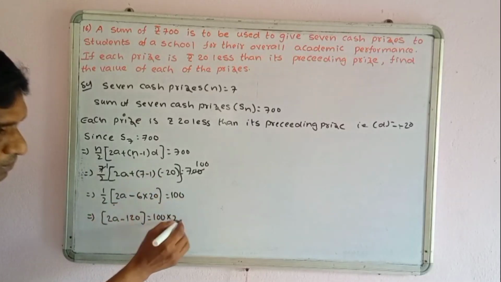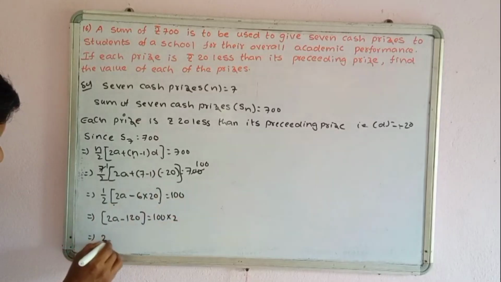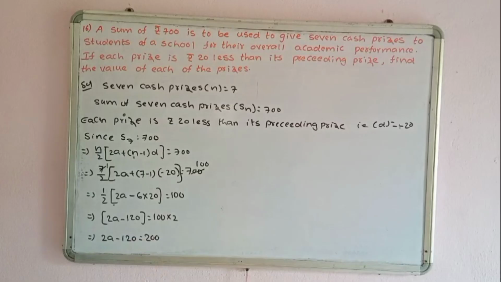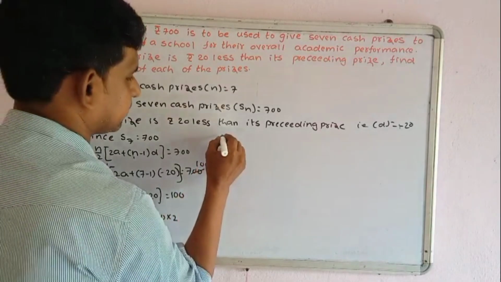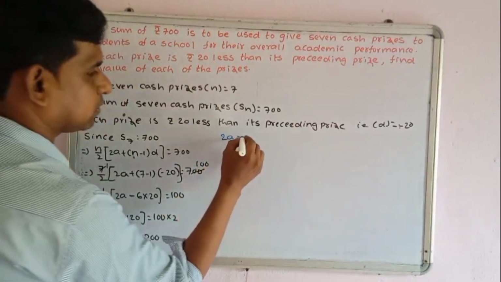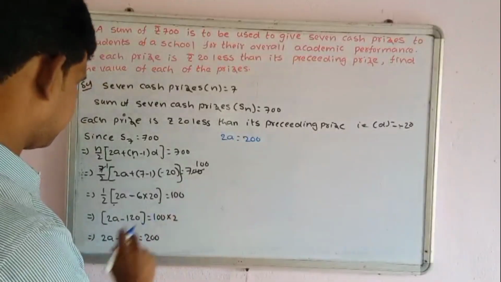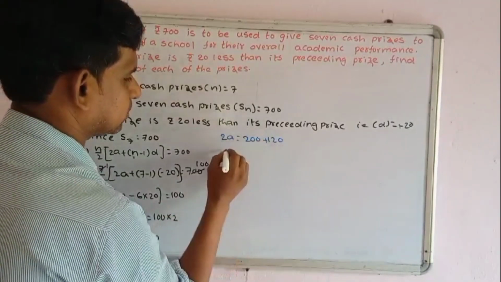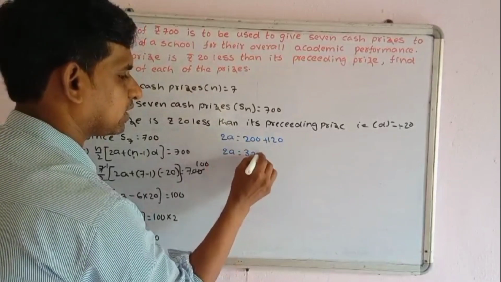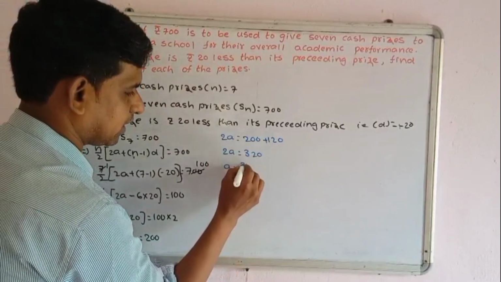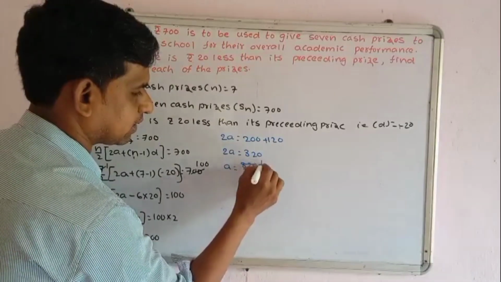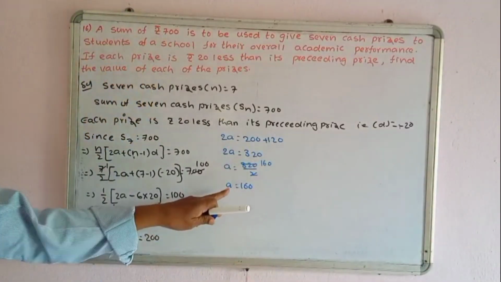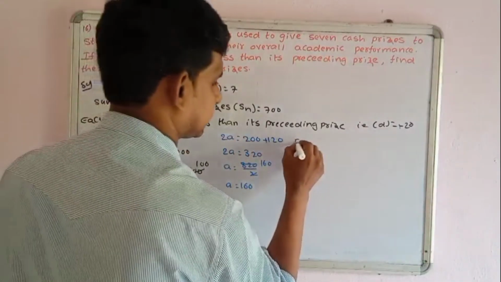2 transpose to right side, multiply with 2. So 2a minus 120 equals 100 times 2 is 200. So 2a equals 200 plus 120, so 2a equals 320. So a equals 320 by 2, so 160. So a equals 160. Now what is a? The first prize, so first cash prize.